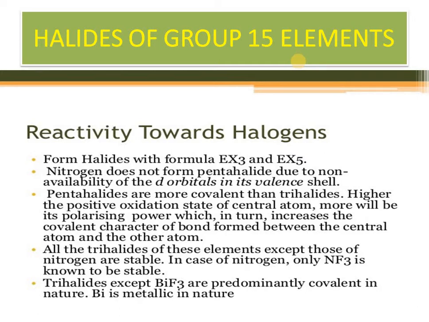Nitrogen, you know, has configuration 1s2, 2s2, 2p3, n is equal to 2. l can be 0 or 1, s or p. So only 2s and 2p are possible. 2d is not possible in the case of nitrogen. That's why we are saying it does not have empty d orbitals. That's what we are talking of.